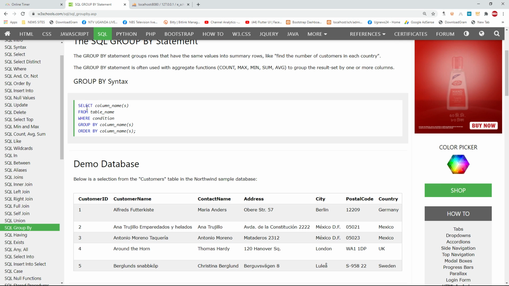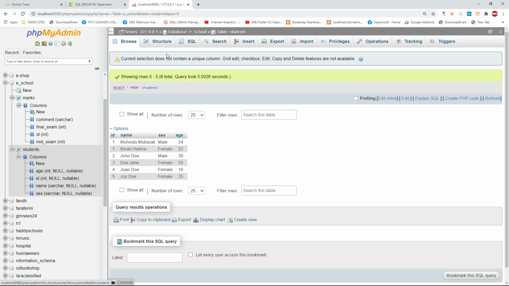And this is the syntax. For example, you can see here, select, then we specify the column that you're selecting, and then we give the table that you're selecting from, then you give a condition, and then you give a group by column. Now we can just do like this.